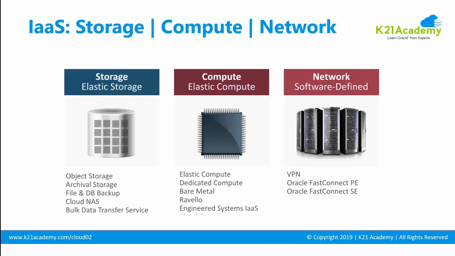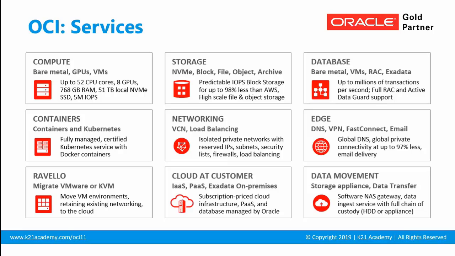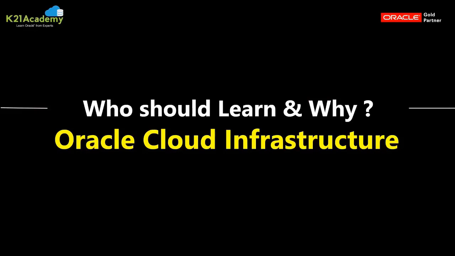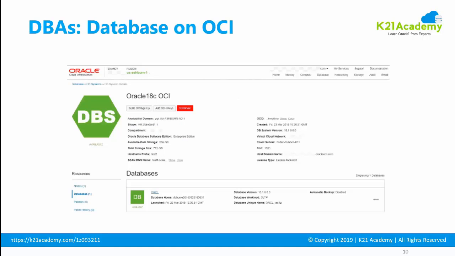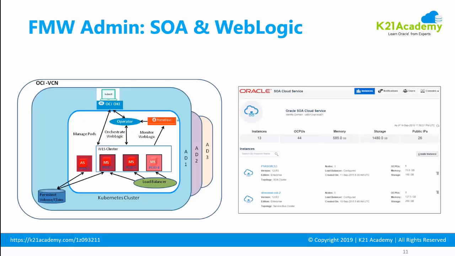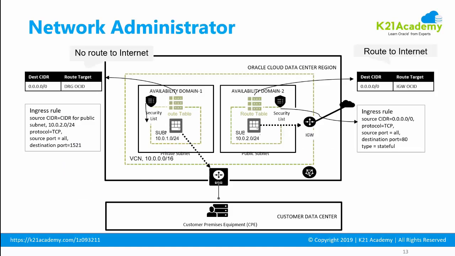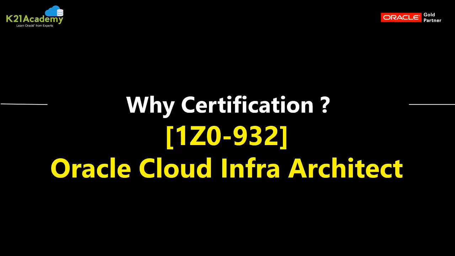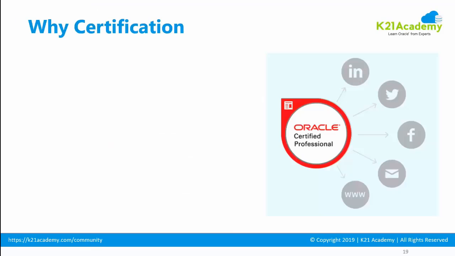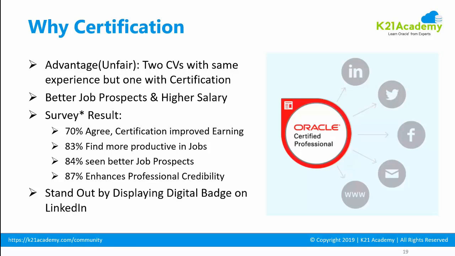After covering these detailed exam topics, we looked at what OCI actually means, where we explained the three service models, and that OCI is part of infrastructure as a service, or IaaS. It's a generation 2 cloud that consists of a lot of services. Then we looked at who should learn and why: apps DBAs, including E-Business Suite, PeopleSoft, JD Edwards or Siebel, DBAs, SOA or Fusion Middleware administrators, security admins, network administrators, system administrators or architects. It touches pretty much everyone except the developers.